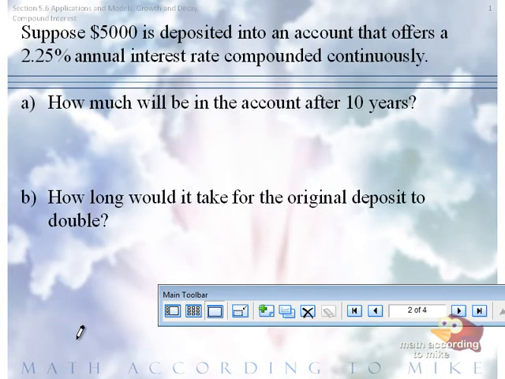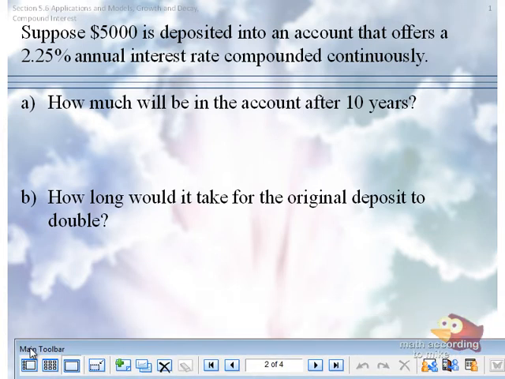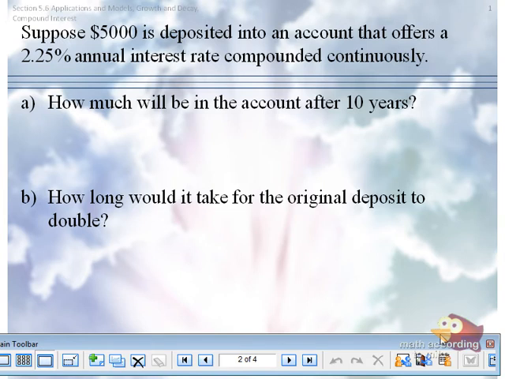Suppose $5,000 is deposited into an account that offers a 2.25% annual interest rate compounded continuously. Now, if this problem were on the test, it would say using the formula, and I'd give you the formula. So you just have to know what all the letters mean. And then I would continue on with how much will be in the account after 10 years.